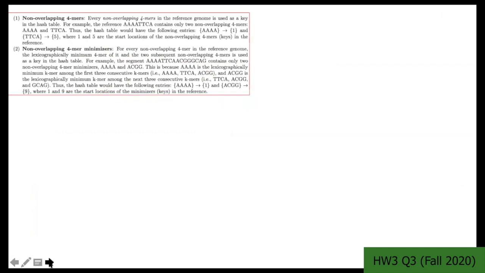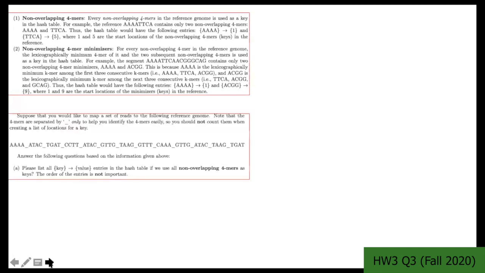All right, so here I copied again the 2 methods just as a reference while we are solving the question. Now the first point in the question: suppose that you would like to map a set of reads to the following reference genome. So here's the reference genome.